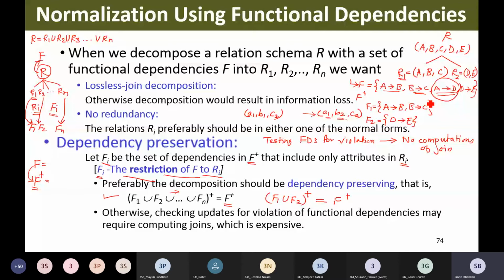And if this is the case, then obviously this decomposition is not preserving dependencies. Are you getting me?